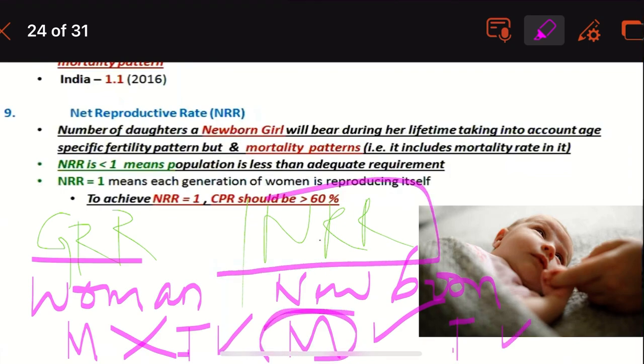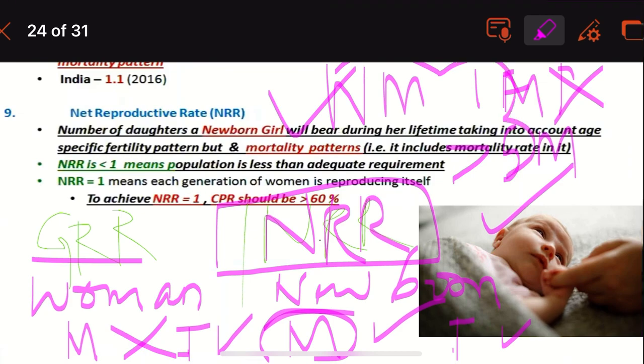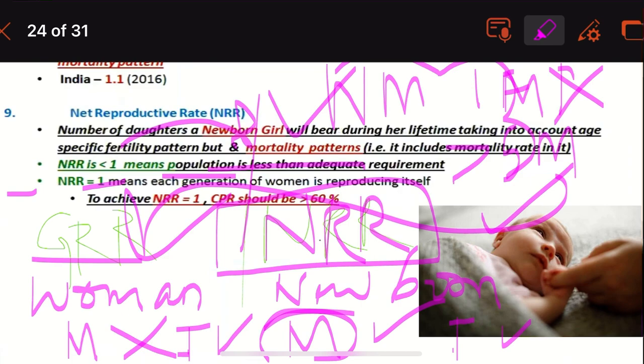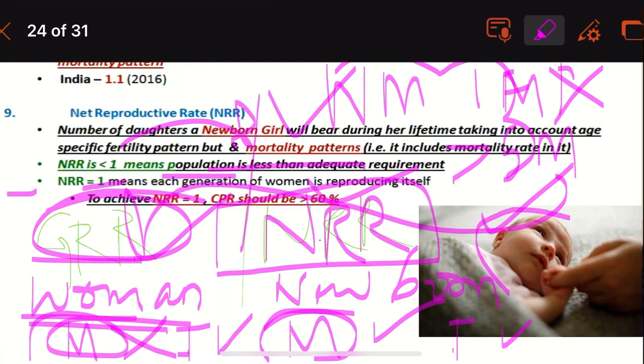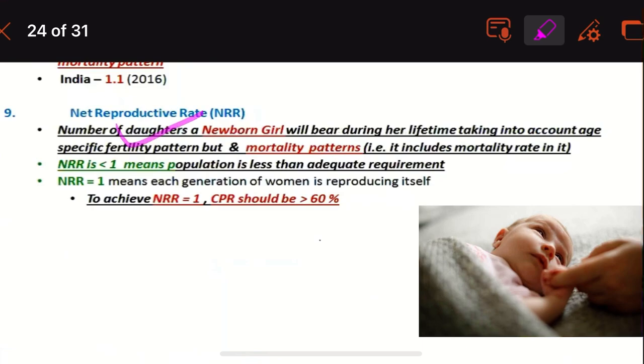The mortality pattern is considered in net reproductive rate because a newborn baby has to undergo the risk of infant mortality, and then the under 5 mortality risk, neonatal mortality in the first place. So all these stages she has to pass to become a woman. This woman has already passed all those tests and she has already entered into the reproductive age group. So we are just considering the fertility patterns of that period, but not the mortality. Whereas in the net reproductive rate, this newborn girl is going to give birth to the baby. For her to grow up, she needs to pass the neonatal mortality, infant mortality risk, under 5 mortality risk, become an adult, enter her reproductive age group and then give birth to the babies. So the specific fertility pattern is considered, whereas the mortality pattern is also included in the net reproductive rate.